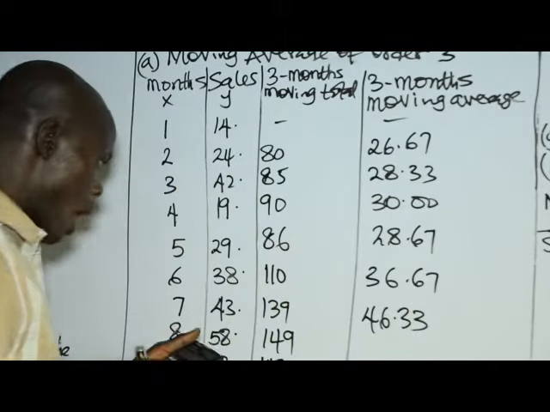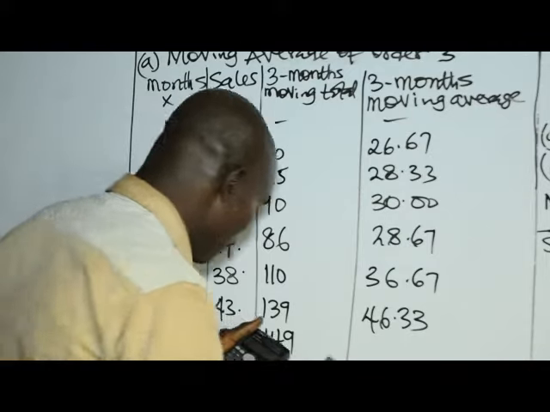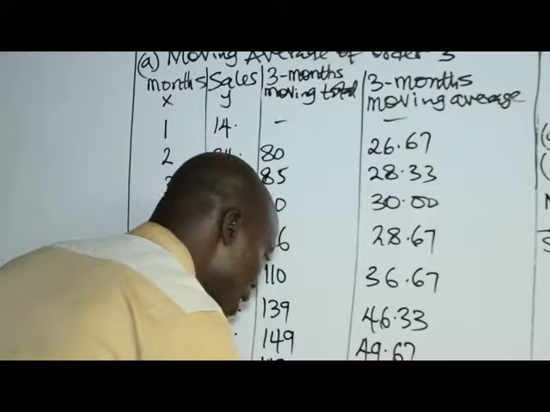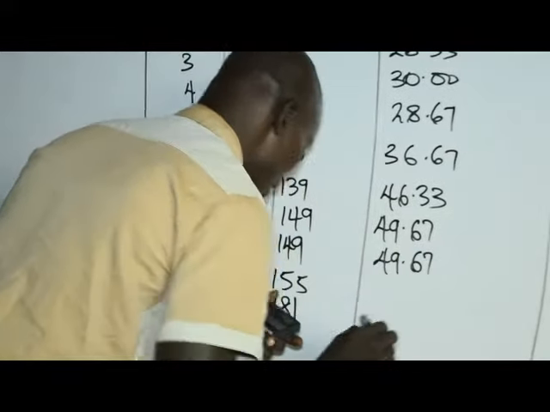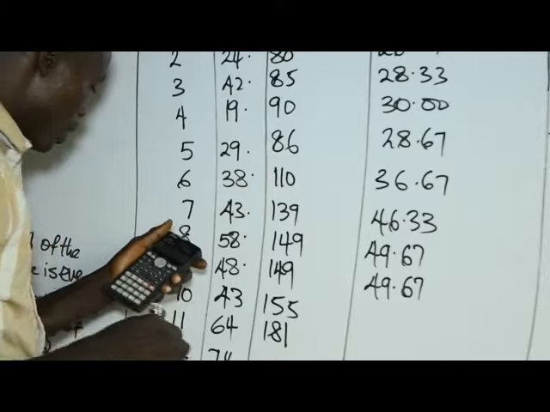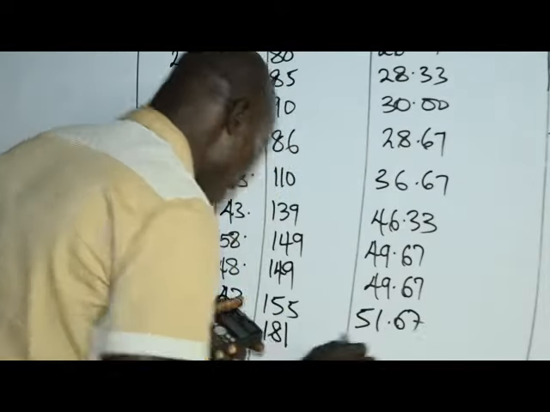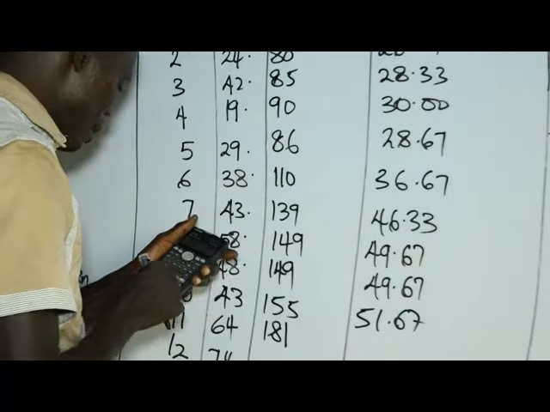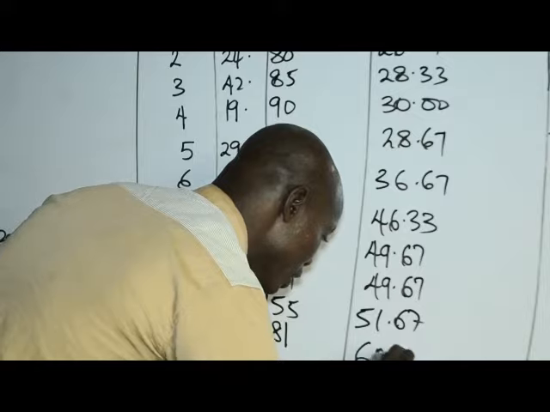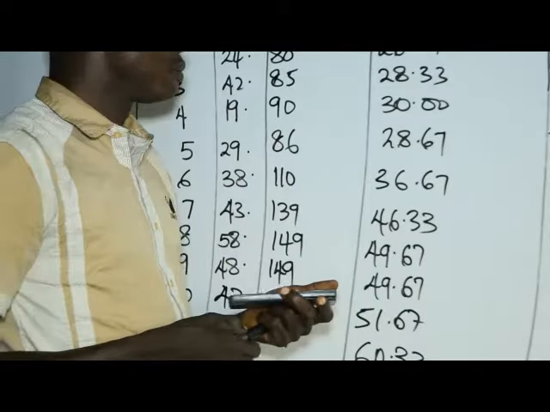139 divided by 3, then you have 46.33. Then 149 divided by 3, then you have 49.67. Then 155 divided by 3, then you have 51.67. Then we have 181 divided by 3, that is 60.33. That is 3 months moving average.